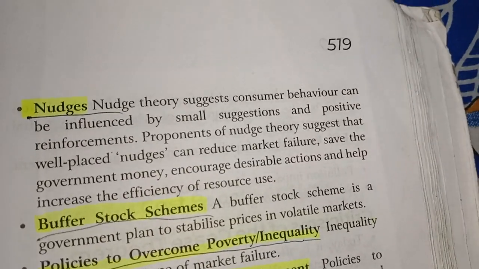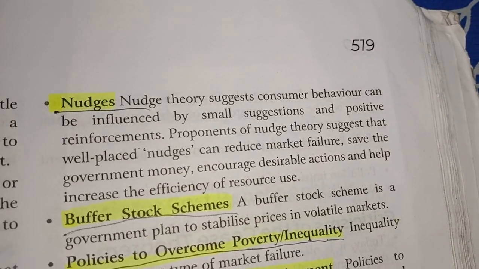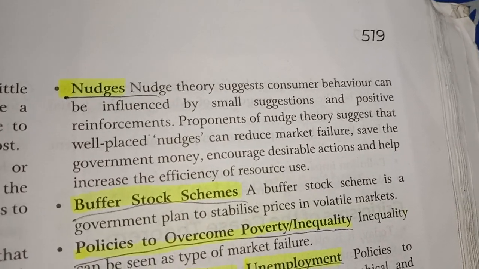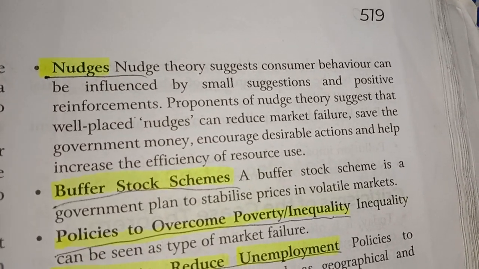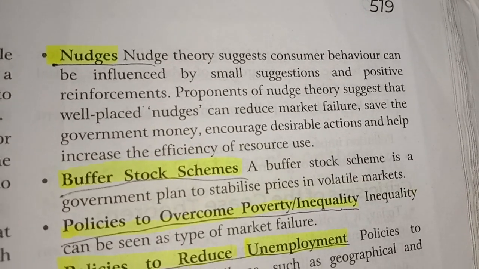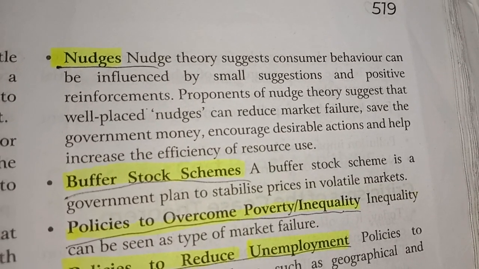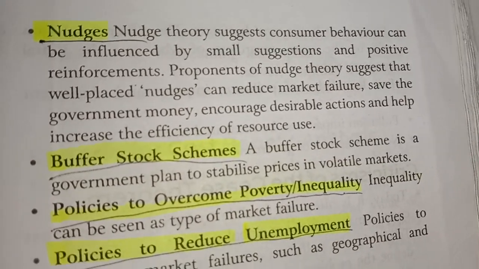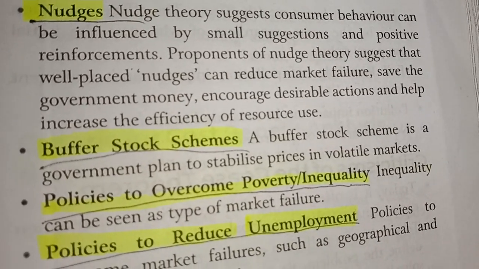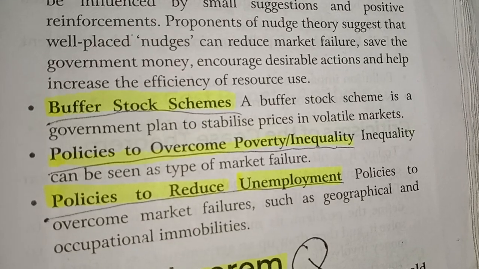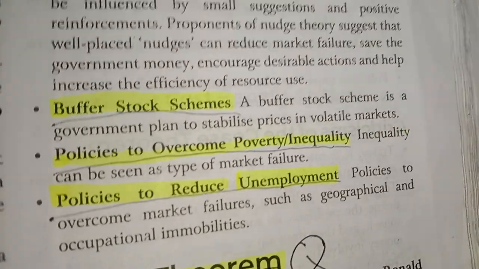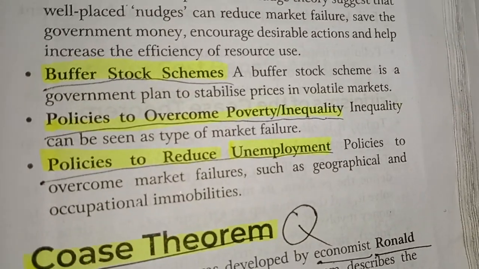Nudge theory suggests consumer behavior can be influenced by small suggestions and positive reinforcements. Proponents of nudge theory suggest that well-placed nudges can reduce market failure, save the government money, encourage desirable actions, and help increase the efficiency of resource use. Buffer stock scheme. A buffer stock scheme is a government plan to stabilize prices in volatile markets.